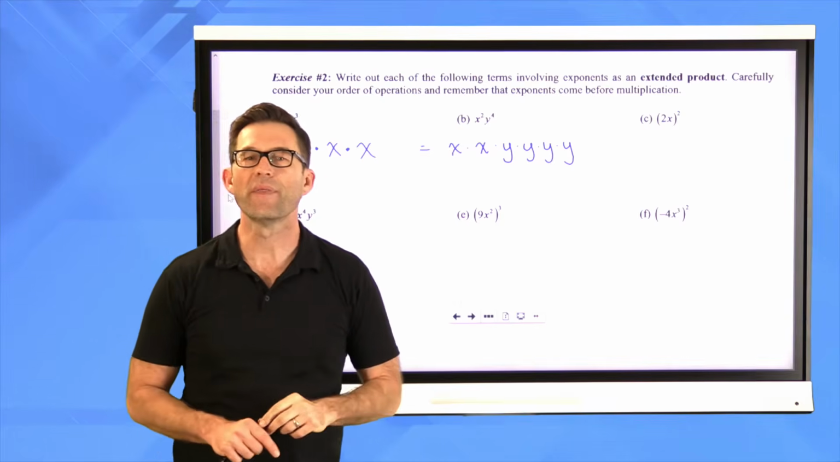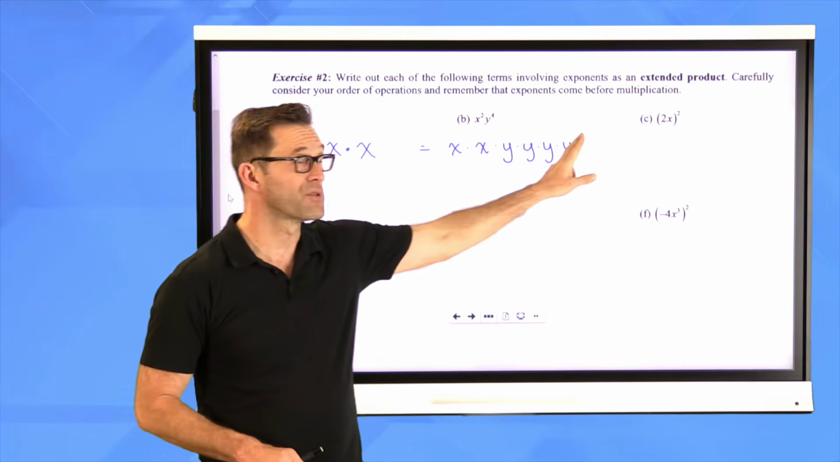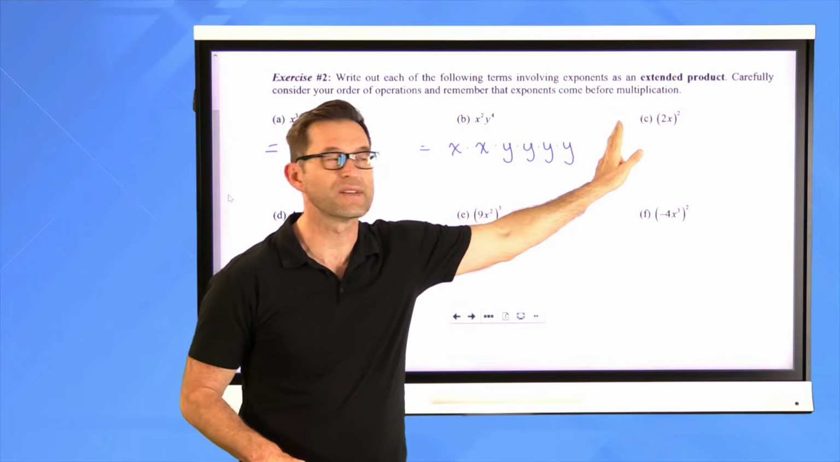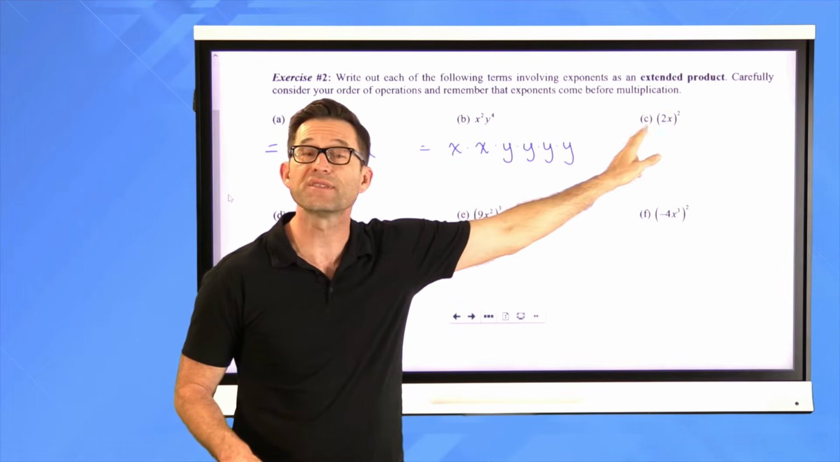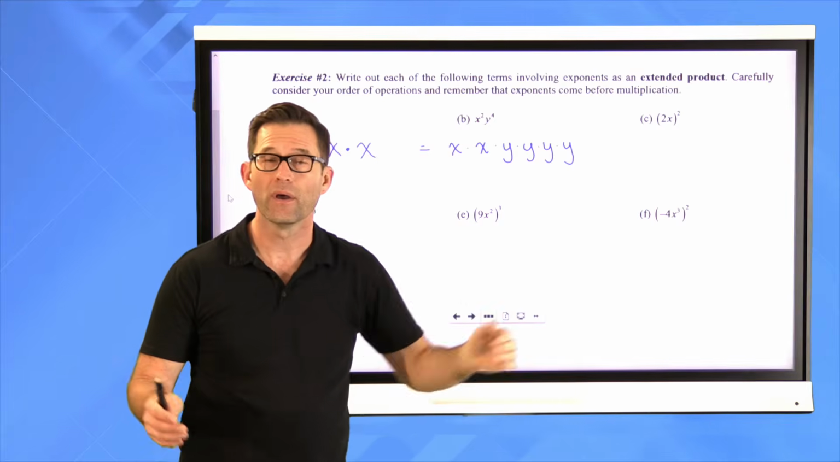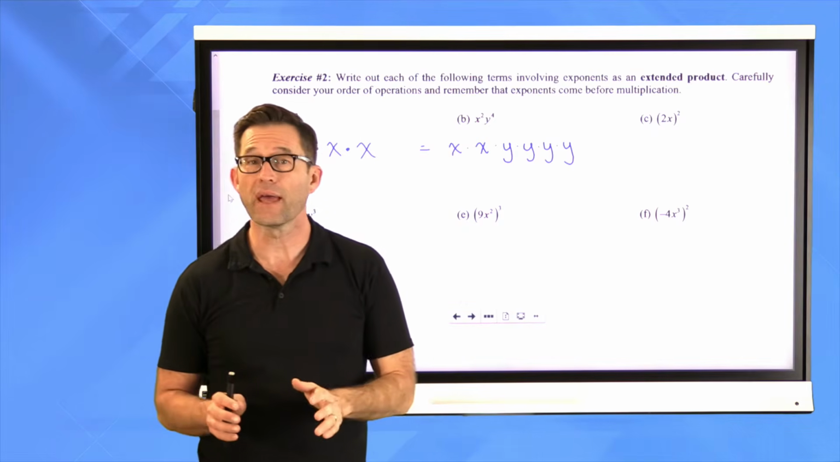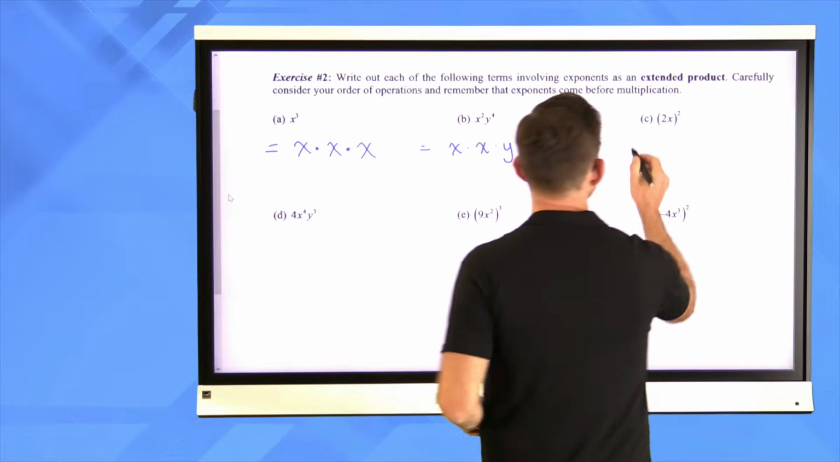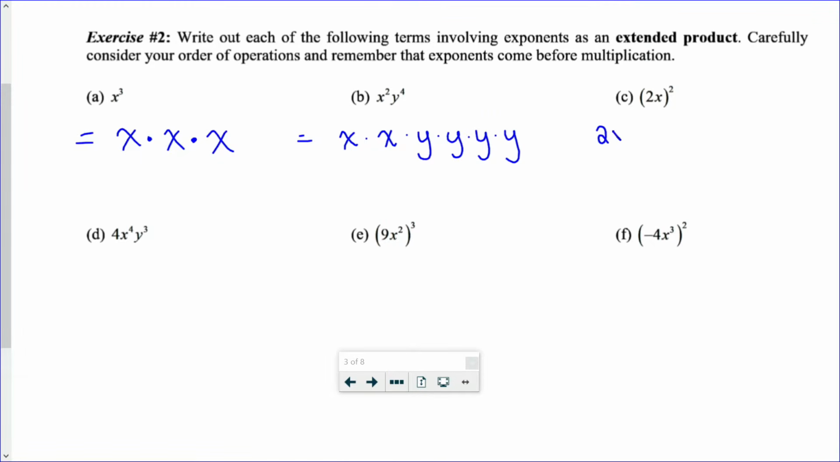Now let's take a look at one that's a little bit trickier in letter C. Here I've got 2x, but notice that's inside of parentheses, and I've got 2x to the second, 2x squared. All right, and it's important to understand that because the 2x is in parentheses, what this expression means, written out, is 2x times 2x, or without the parentheses, 2 times x times 2 times x.